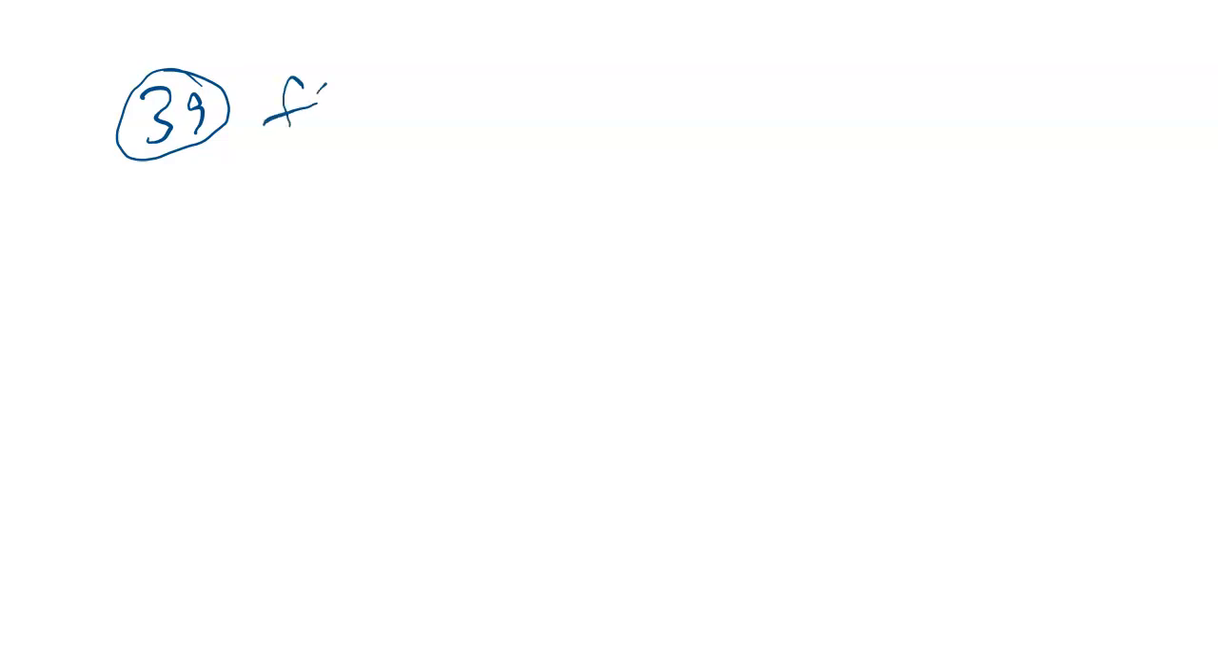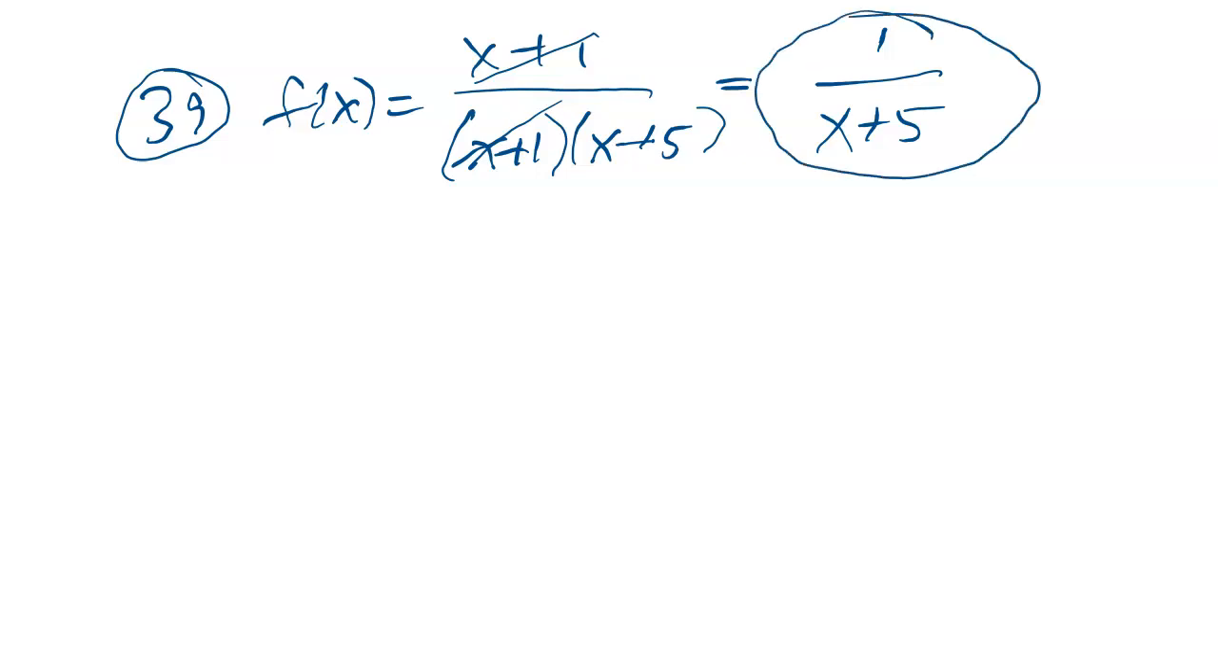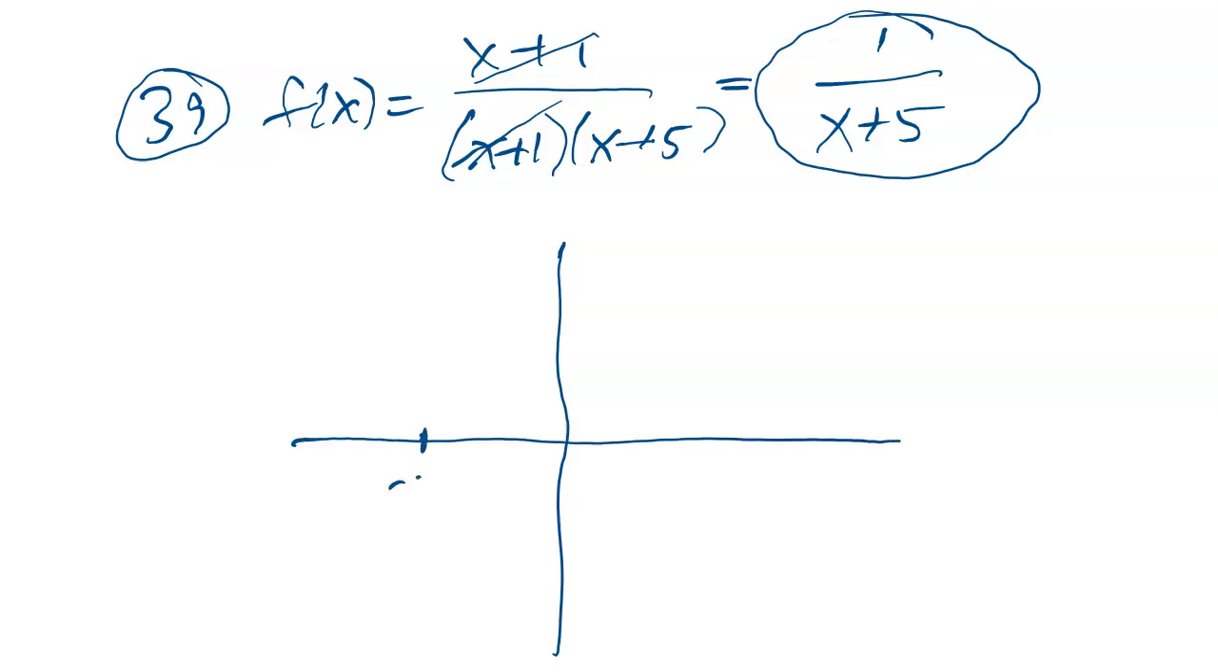I got f of x is equal to x plus 1 over, I'm going to go ahead and factor the bottom, x plus 1 times x plus 5. I'm going to cancel out the x plus 1s. I got 1 over x plus 5, provided that x is not equal to -1. This is a true statement. As long as x is not equal to -1, that's why we have to have a hole. All right, so this is going to have a vertical asymptote at -5.